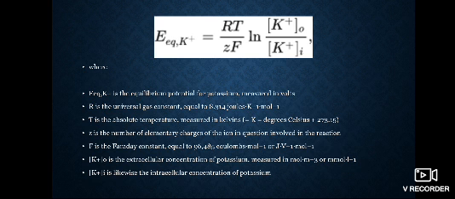EK is the equilibrium potential for potassium measured in volts. R is the universal gas constant equal to 8.31 joules per kelvin per mole. T is the absolute temperature measured in kelvin. Z is the number of elementary charges of the ion in question involved in the reaction. F is the Faraday constant equal to 96,485 coulombs per mole. [K+]o is the extracellular concentration of potassium measured in moles. [K+]i is likewise the intracellular concentration of potassium.